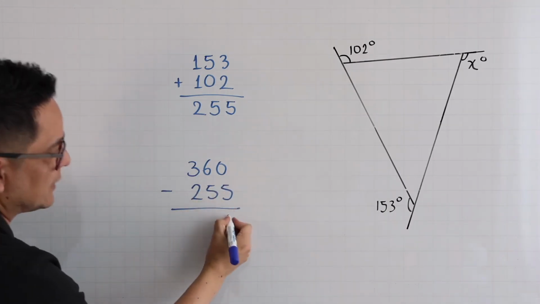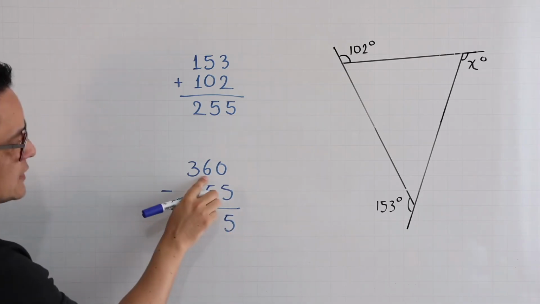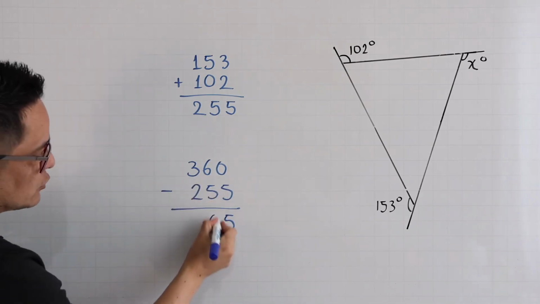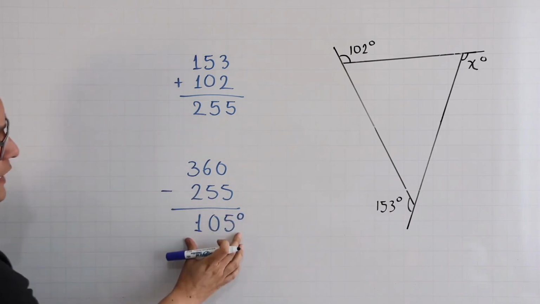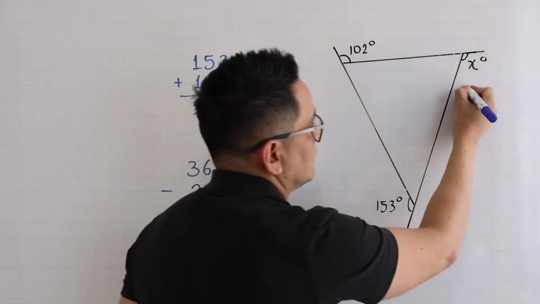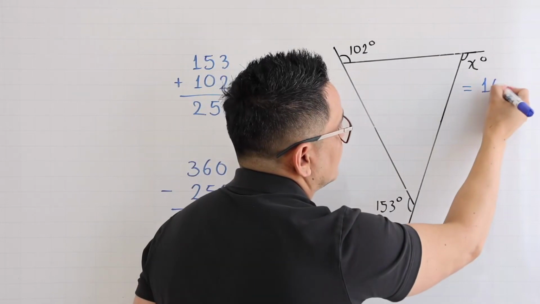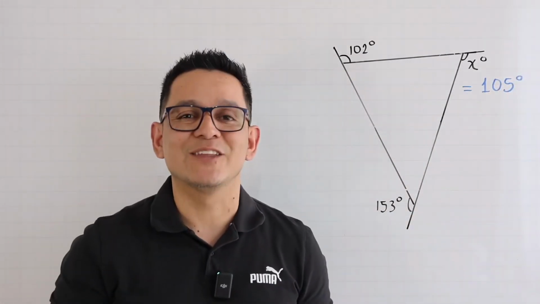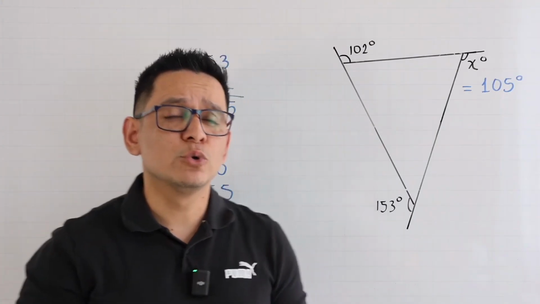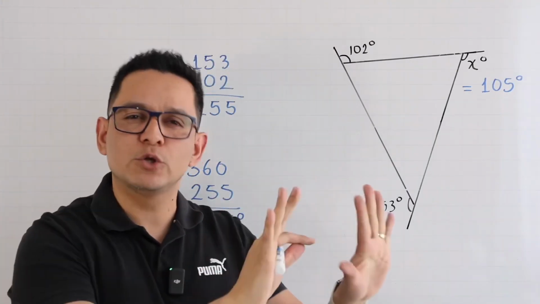It becomes 10 minus 5 is 5. It became 5 minus 5 is 0. And 3 minus 2 is 1. I'm getting a total of 105 degrees. Done, I finished. That means this angle x measures a total of 105 degrees. We're done. Let's go with a third and final exercise, a little bit harder.